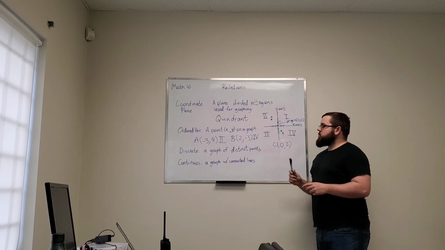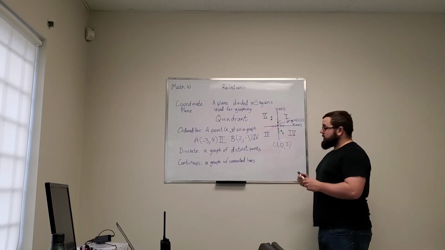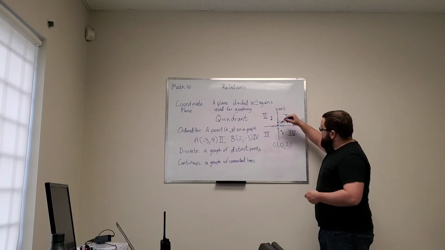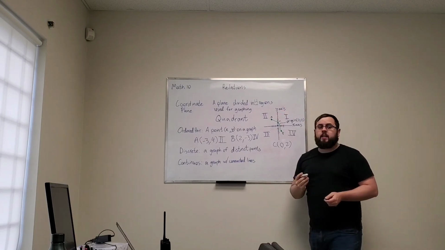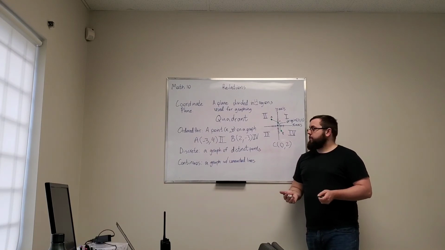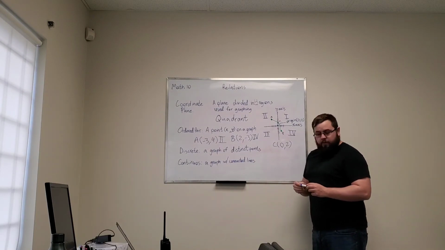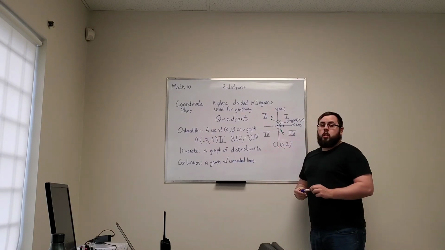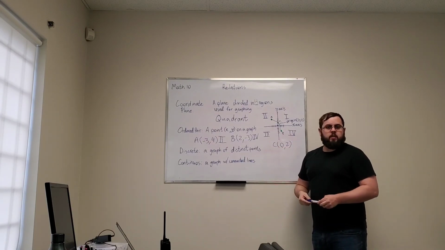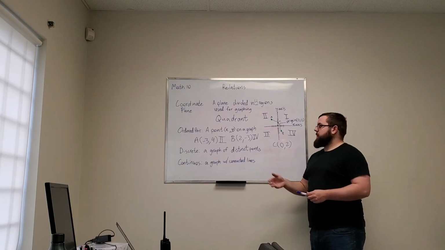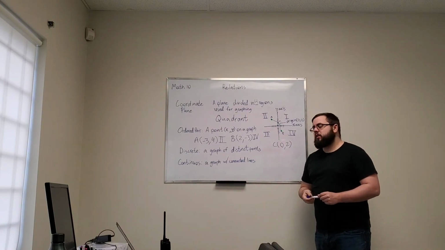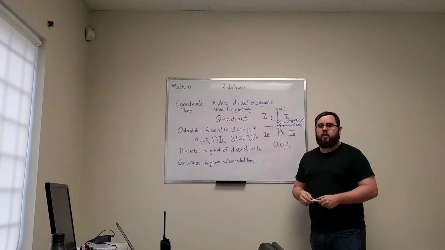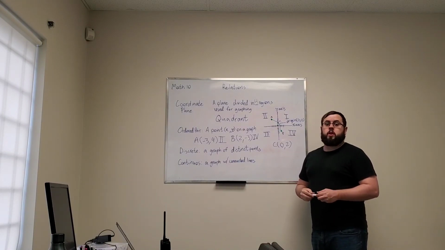Continuous is when you have a graph that has connected lines. So if I was to do something like this, then I have a continuous graph. Depending on the information that you're given and what you're comparing, that will determine whether you have a discrete or a continuous graph. In some cases, discrete is going to be more accurate, and in some cases, continuous is going to be more accurate. It just depends on the situation.